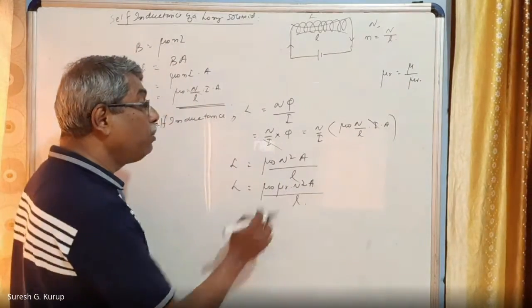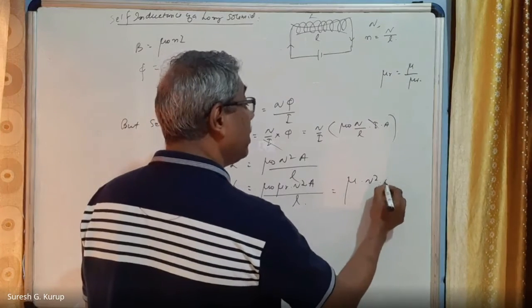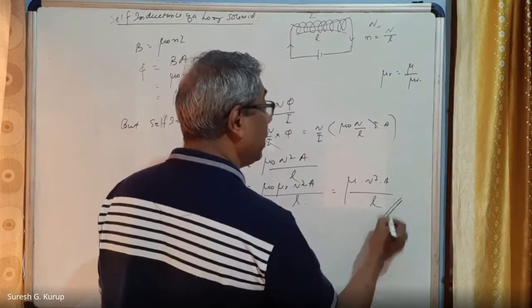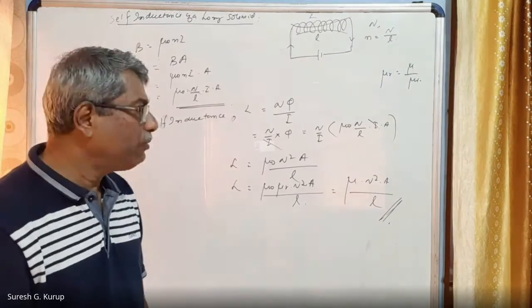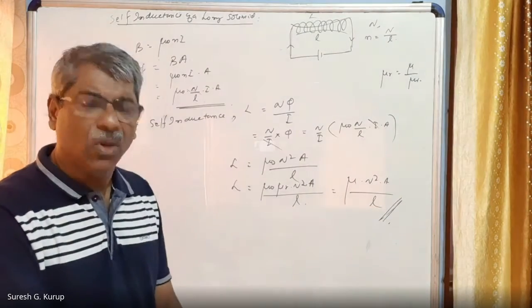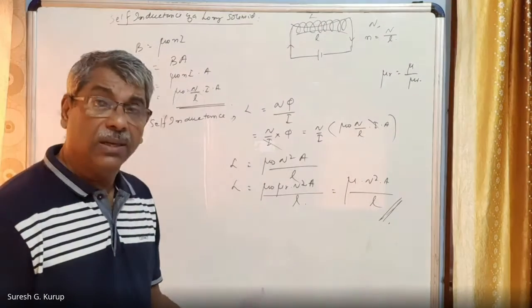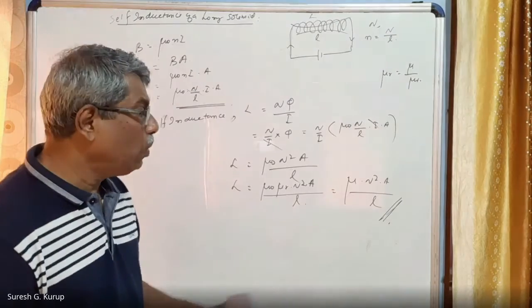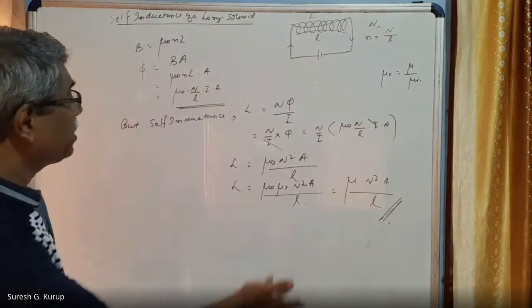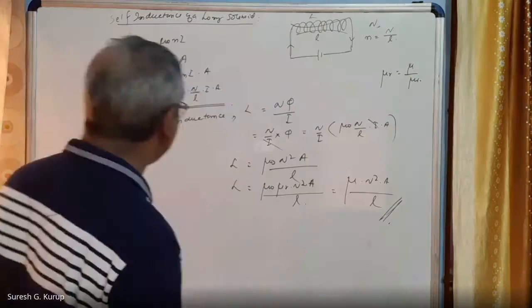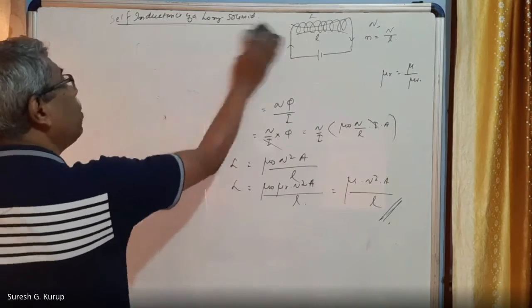So in place of mu 0 mu r we can write mu, so L is equal to mu n square A, the whole divided by N, where mu is the absolute permeability, the magnetic permeability. Am I correct? The formula for the self-inductance of a long solenoid has been derived. So you can note down all these things very soon, and notes also will be ready. This is about the self-inductance of a long solenoid.